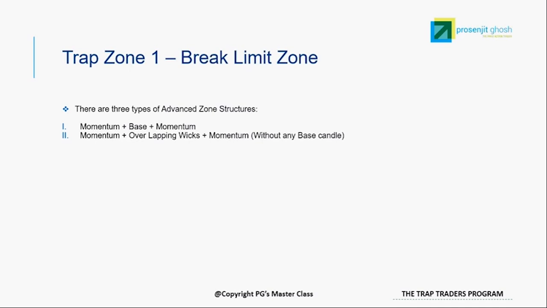The second structure is known as momentum plus overlapping wicks plus momentum. Here you do not have any base candle in this zone. The third one is momentum plus gap plus momentum candle. Again, this zone also does not have any kind of base candles. Okay, so these are the 3 advanced zone structures. So let us see how they look.